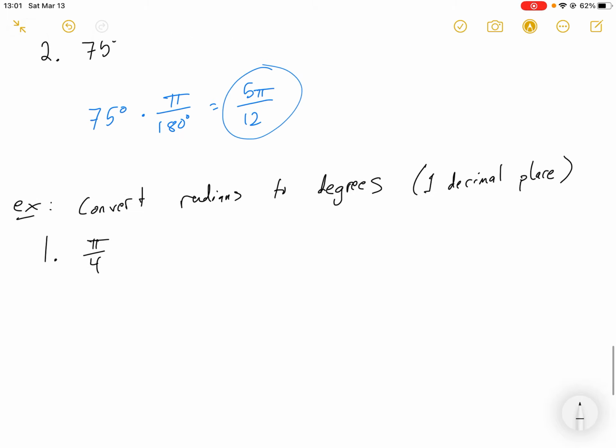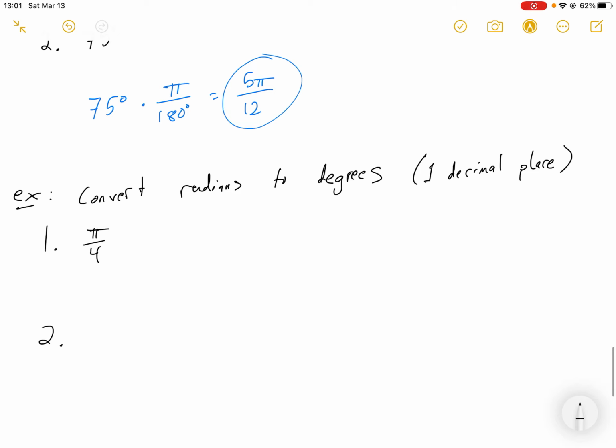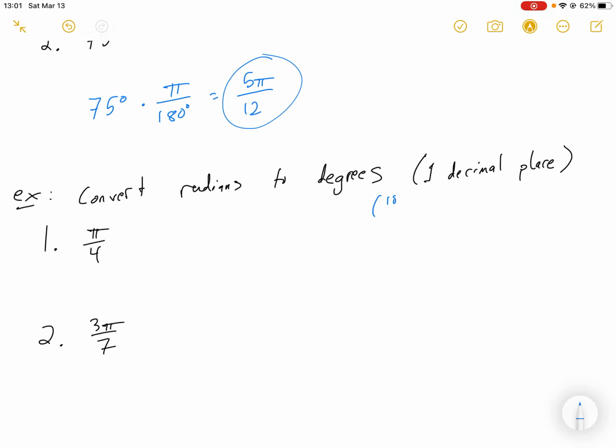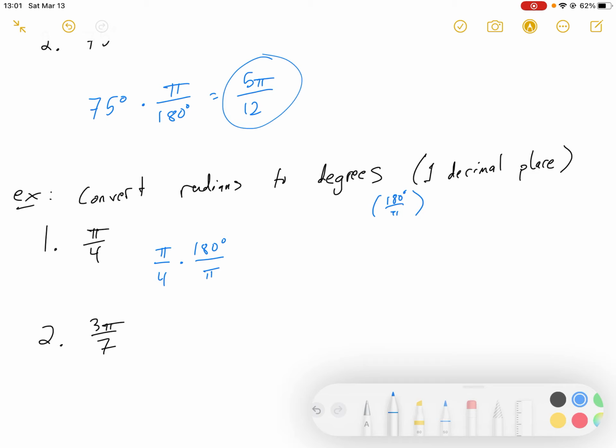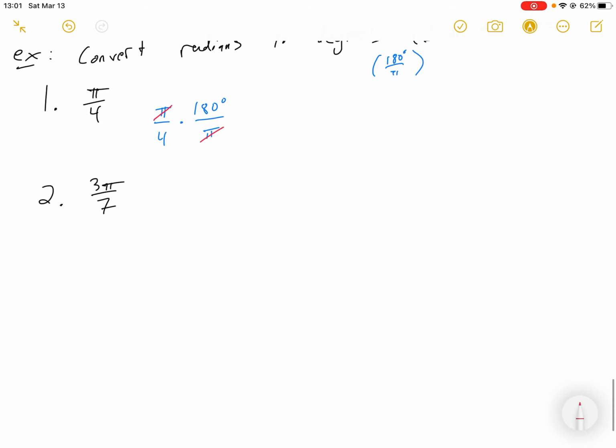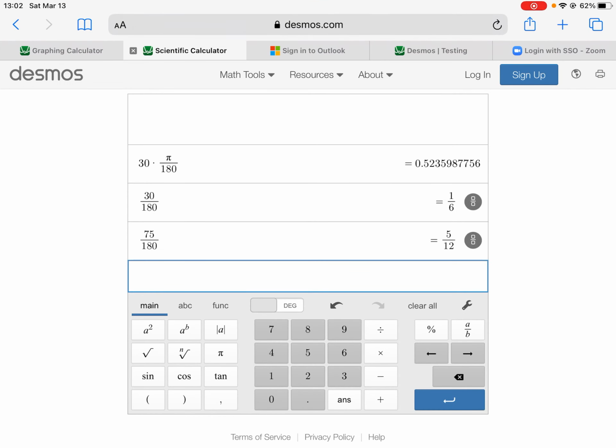Okay, so the first one, let's say pi over 4. This is a pretty common one. And then maybe we'll do 3 pi over 7. All right, so keep in mind we are now multiplying by 180 over pi. So what I would do is I would take my pi over 4 and multiply by 180 degrees over pi. Notice in these problems, most of the time, you're going to end up with a pi divided by pi, which is just 1. So really, I just need to do 180 divided by 4. You could do the whole thing out though, as well.